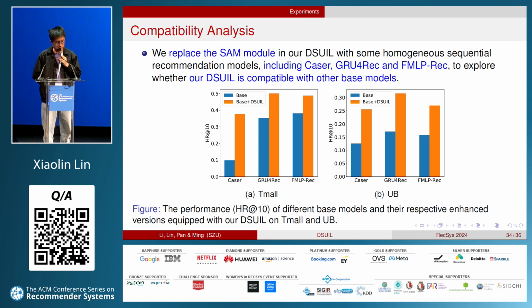We recall that our method has a self-attention module to learn the user's interest evolving pattern. So in this part, we replace the self-attention module with other sequential models to explore whether our framework is compatible with other base models. Specifically, we replace it with GRU4Rec, Caser, and FMLP-Rec. From these two figures, we can observe that our method can enhance each baseline model and improve the performance. This shows the stronger compatibility of our method.